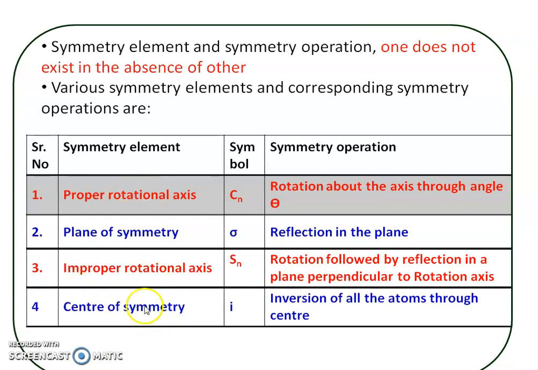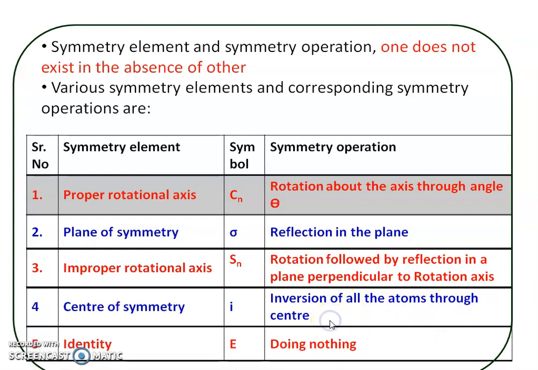Now the fourth symmetry element is center of symmetry, represented by small i, and the symmetry operation related to the center of symmetry is inversion of all the atoms through the center. And the fifth symmetry element is identity, represented by capital E, and identity means doing nothing.